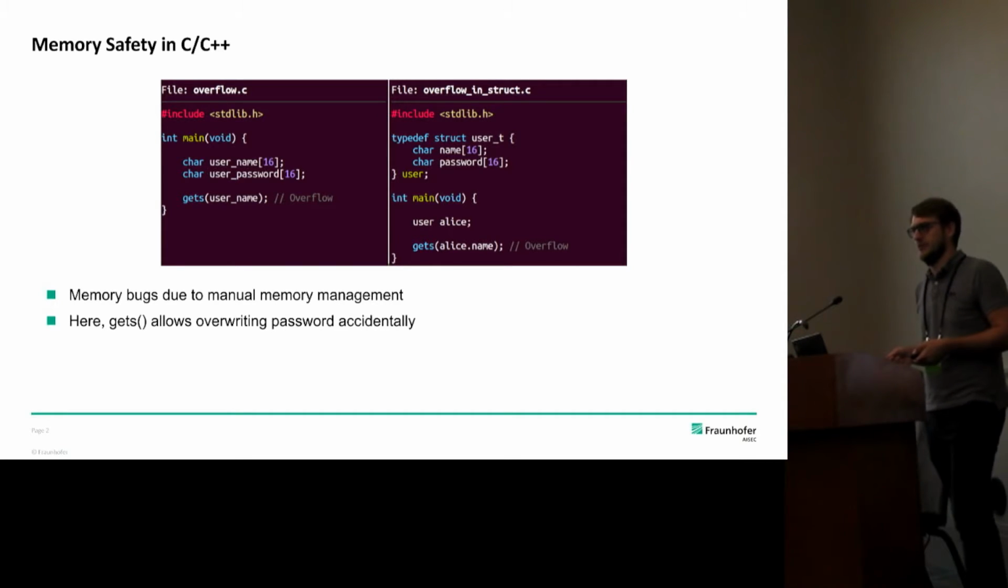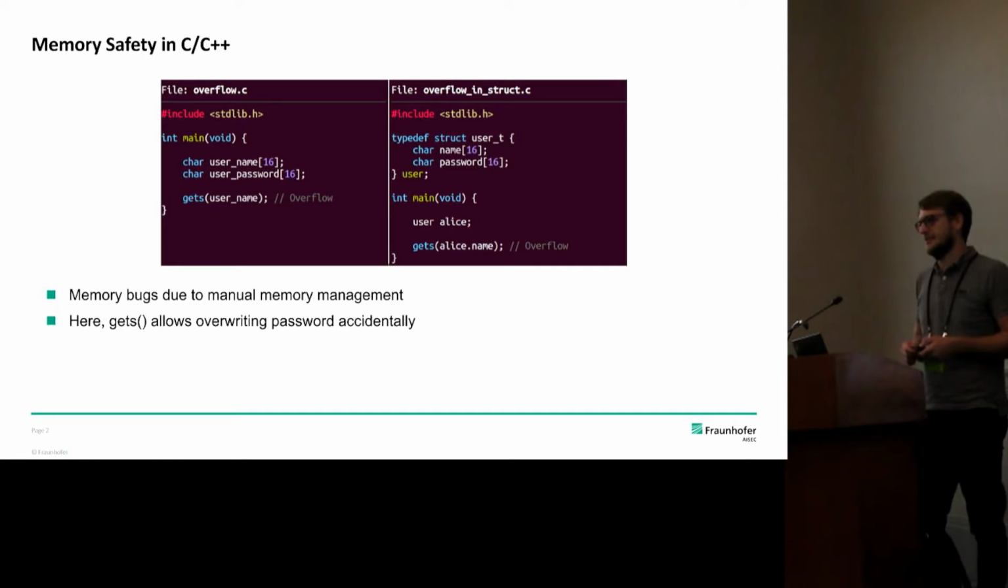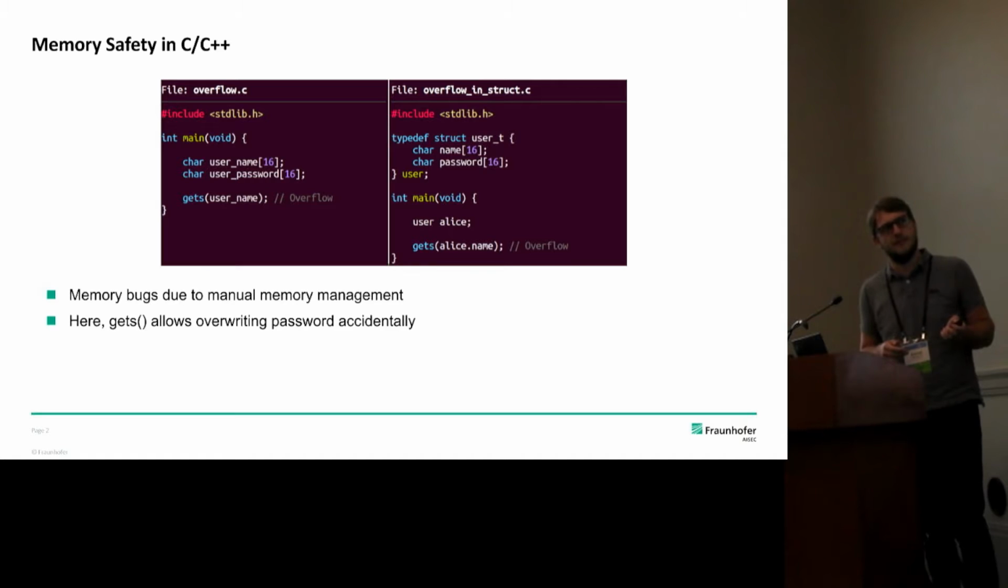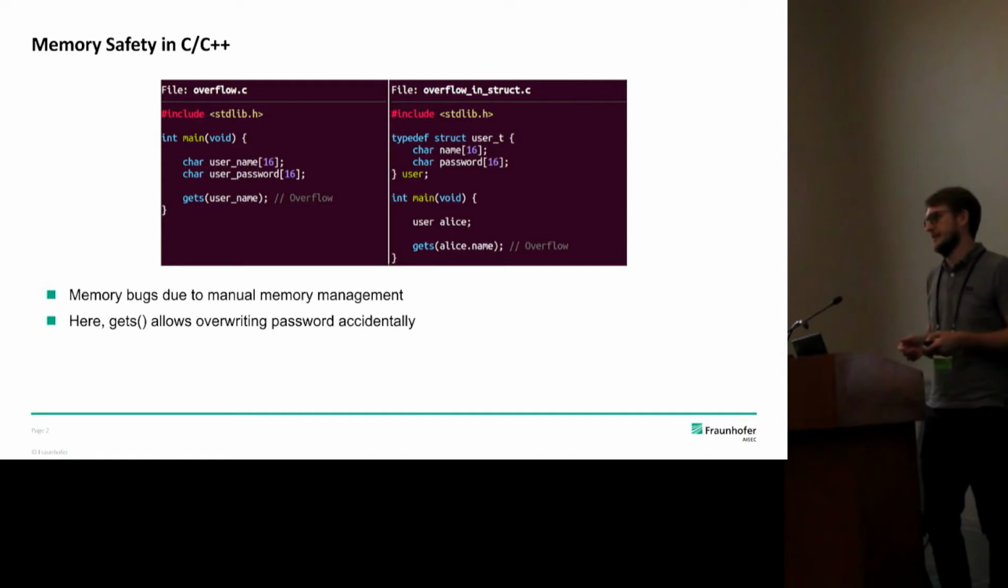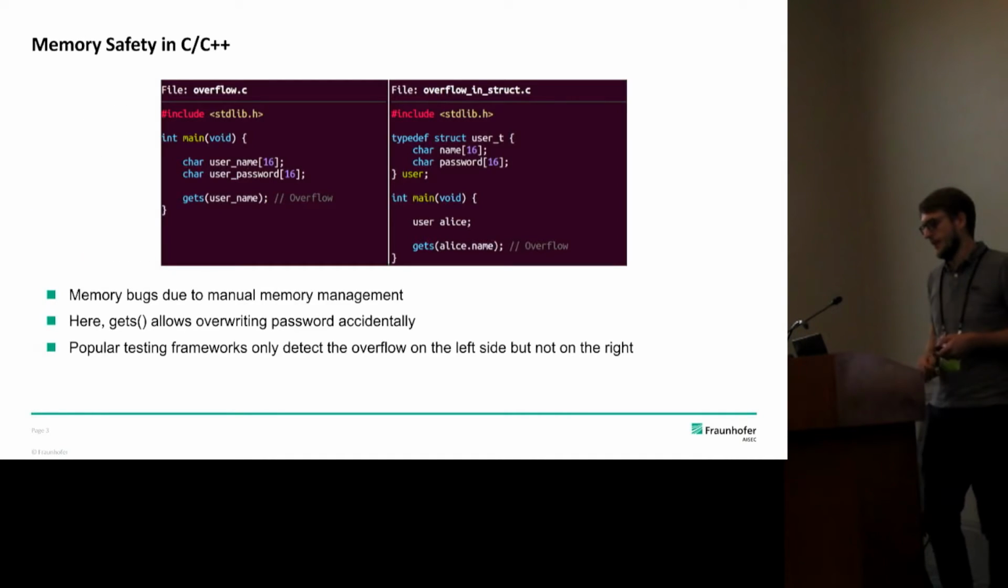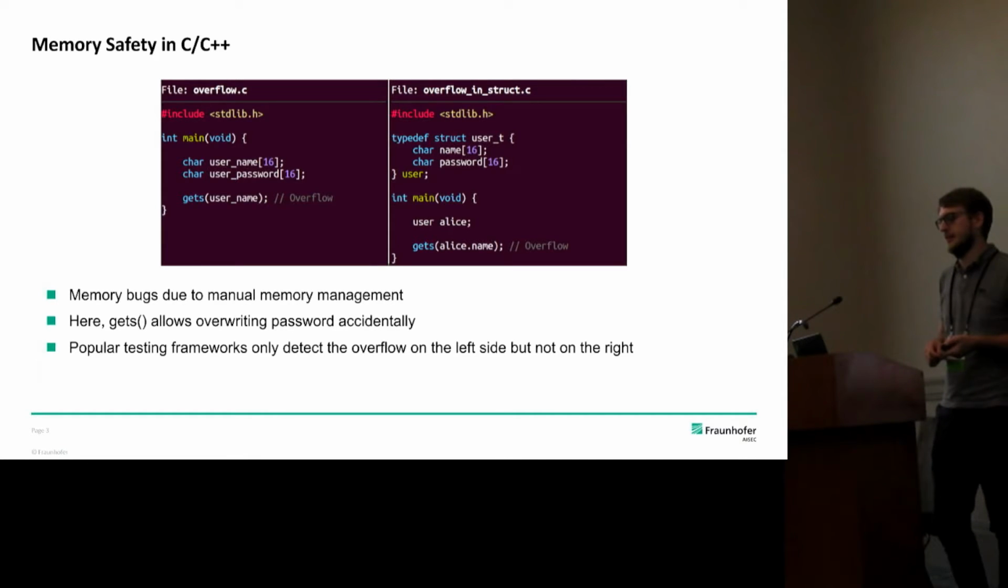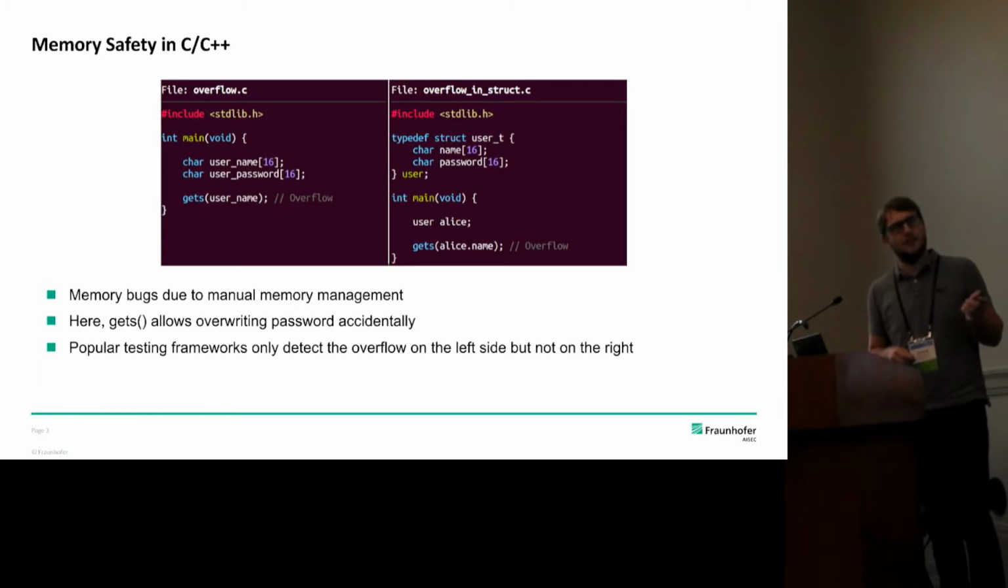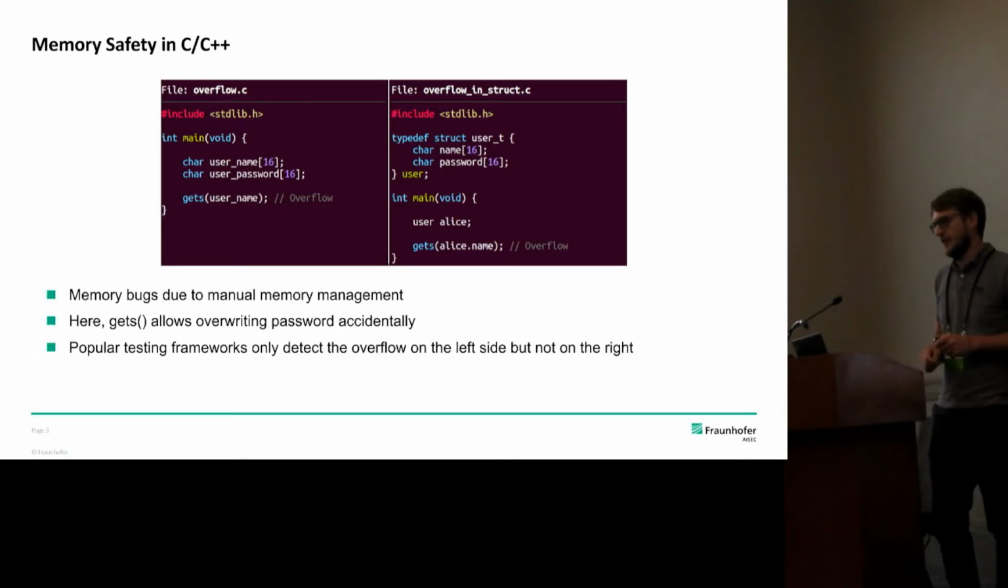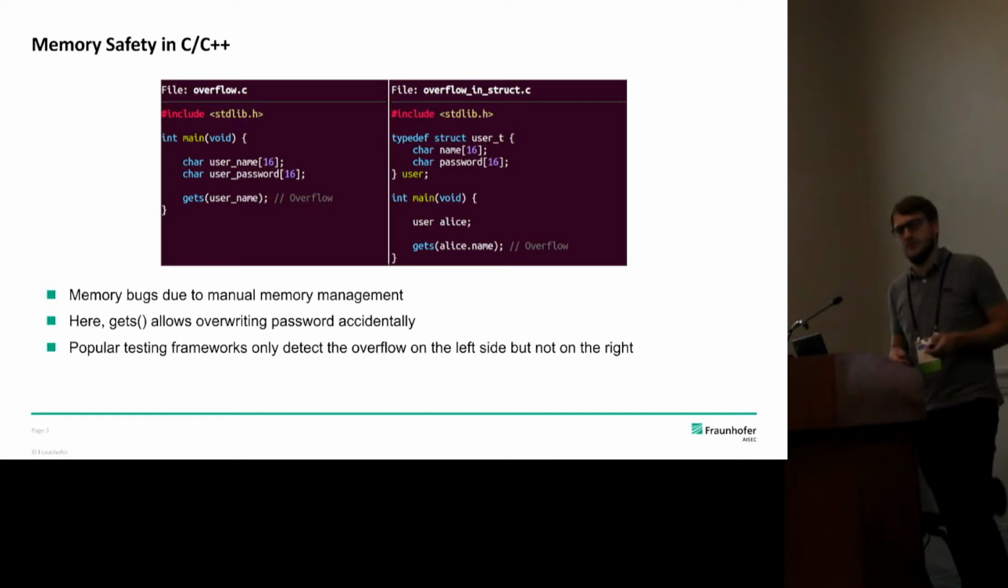makes a huge difference, because most sanitizers only care about objects. The moment you put multiple fields in one struct, the sanitizer can't detect the error anymore. So the popular testing frameworks you might use when you are developing C and C++, for example AddressSanitizer, will only be able to detect the overflow on the left side, and the right one stays undetected. And the work we are doing helps us also detect the errors inside structs.